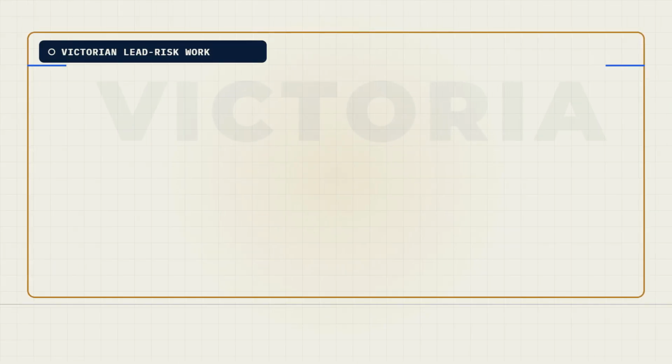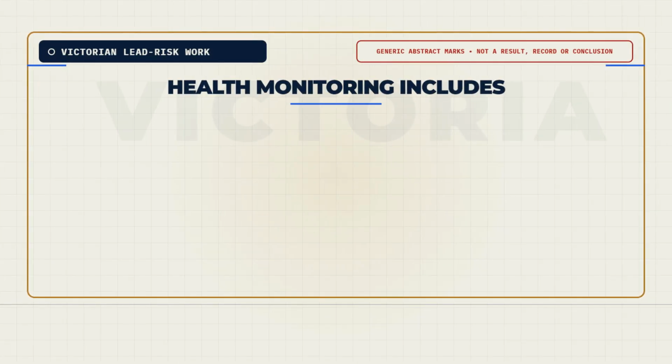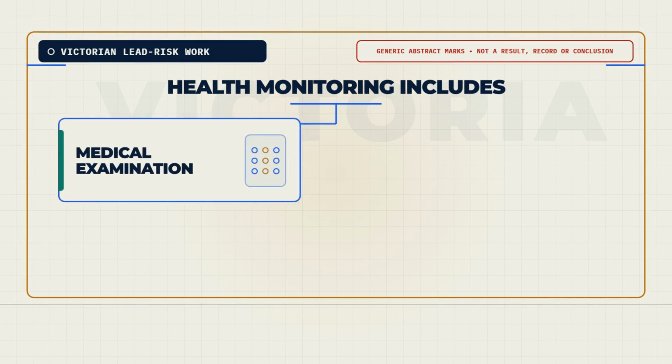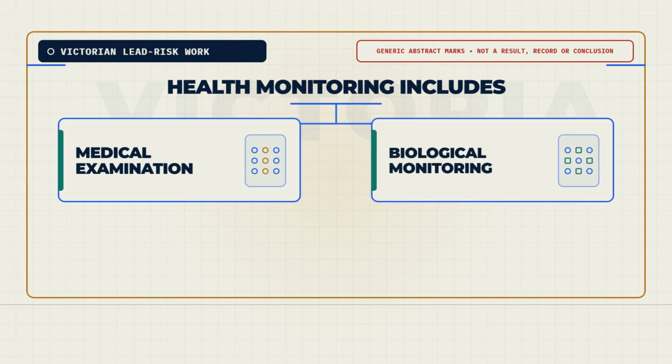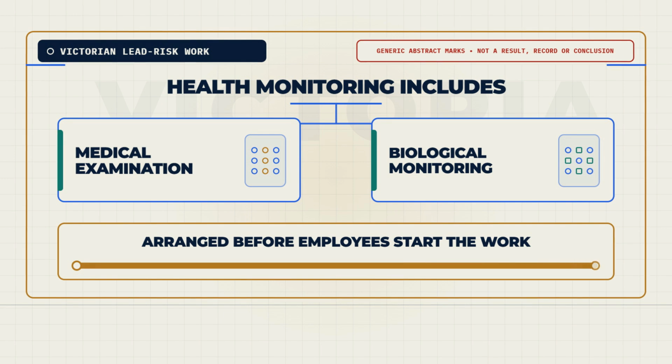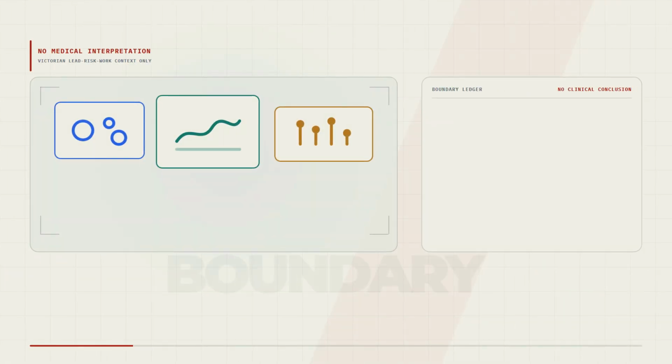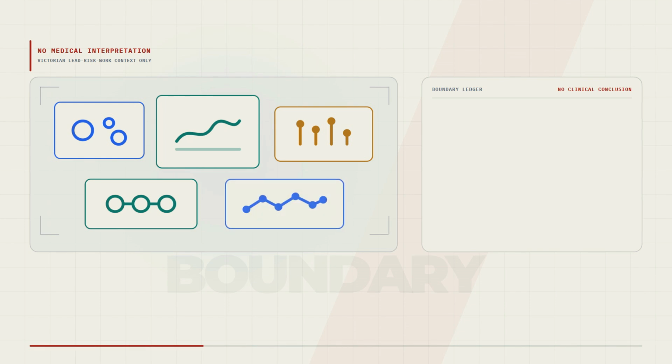For Victorian lead risk work, health monitoring includes medical examination and biological monitoring. Monitoring is arranged before employees start the work. Keep every part of that statement together: Victoria, lead risk work, the two monitoring elements, and the timing before employees start. This film does not interpret a medical examination, biological monitoring result or any other health information.